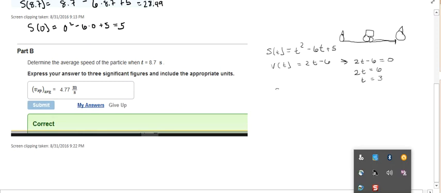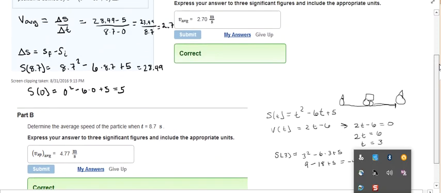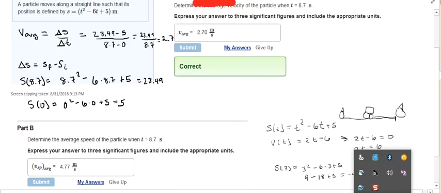So use our position equation. S at 3 seconds is what distance are we going to have traveled at t equals 3? So 3 squared minus 6 times 3 plus 5. And that is 9 minus 18 plus 5. That equals negative 4. So we know from our previous problem that s of 0 is equal to 5.